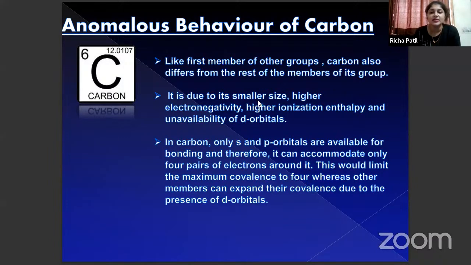So why does the first element show different behavior from the rest of the elements of the group? Because of its small size, high electronegativity, high ionization enthalpy, and unavailability of d orbitals. In carbon, only s and p orbitals are available for bonding. Therefore, it can accommodate only 4 pairs of electrons around it. So it limits the maximum covalency to 4, whereas other members can expand their covalency due to the presence of d orbitals. As you go down the group, there is a presence of d orbitals, so the covalency can be expanded.